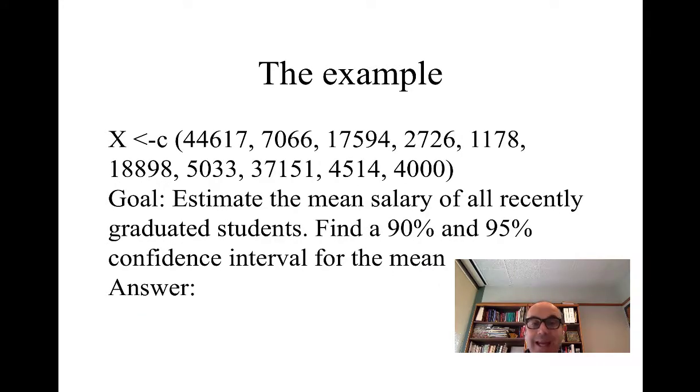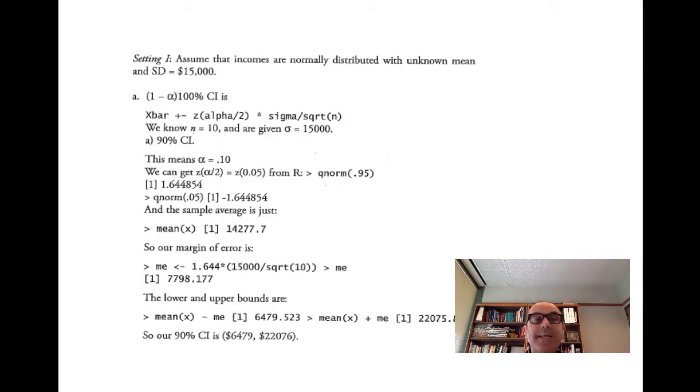So in this example, I have a data set that contains salaries, in this case the salary when you graduate from our program. So we want 90% and 95% confidence intervals for the mean. In this case, I was able to calculate the standard deviation and the mean in order for us to do that.